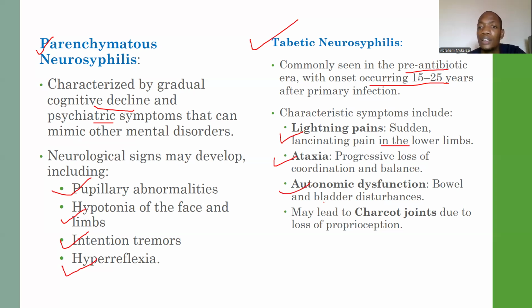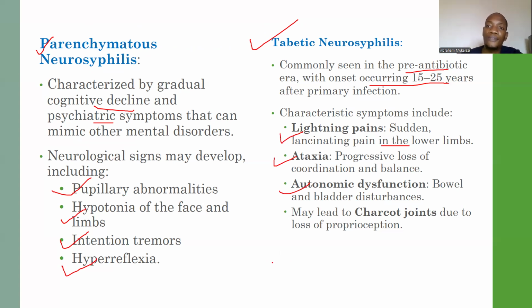They could also get autonomic dysfunction, like if someone has damage to the spinal cord, then they present with things like urinary incontinence, bowel incontinence. So even syphilis could give you a similar picture. And this one can also lead to development of the Charcot joints that we also see in syphilis.